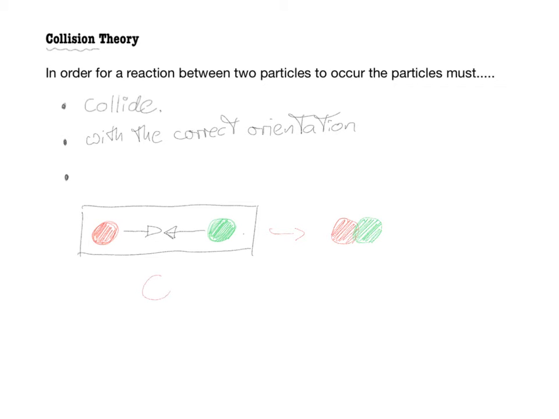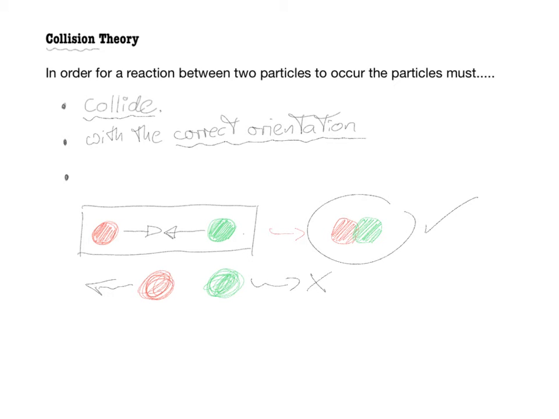just end up bouncing off of each other and going in other directions. This is what we want for a successful collision. This is not what we want. So they need to collide. They need to collide with the correct orientation, and they need to collide with what we call sufficient energy.